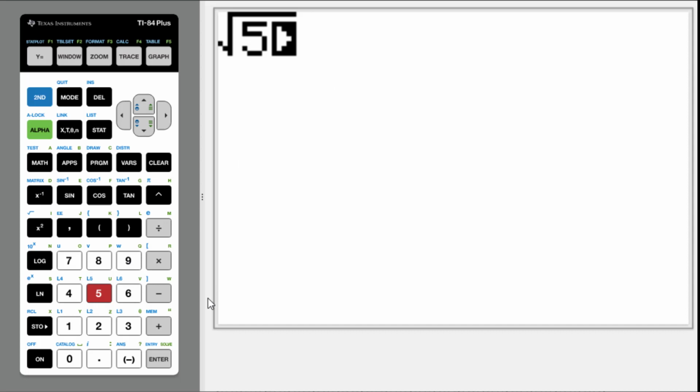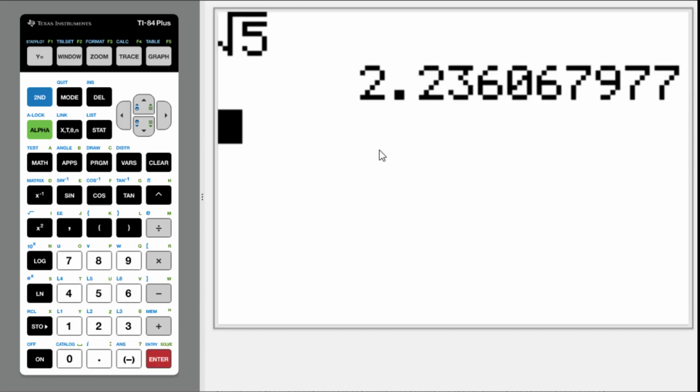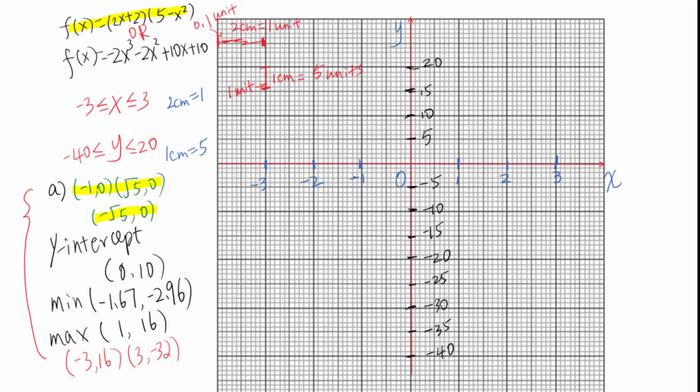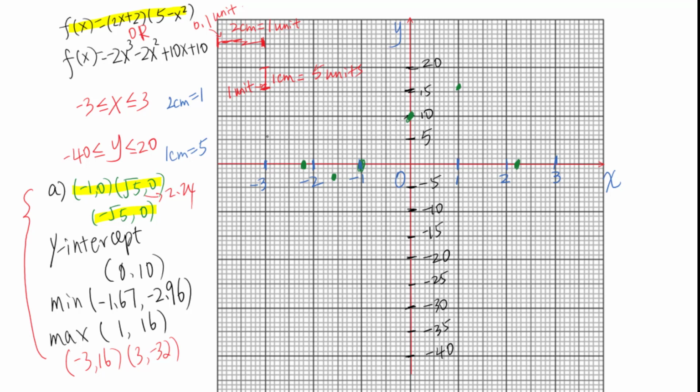We need to check square root of 5 is 2.24. We can plot these points on the coordinate plane. Let's plot all these points. For the ending points, -3, 16 is here. 3, -32, it will be here. Then you can connect all these points to get the graph of f of x.